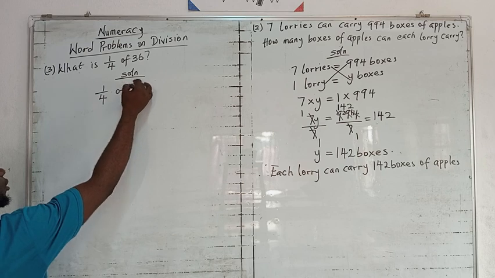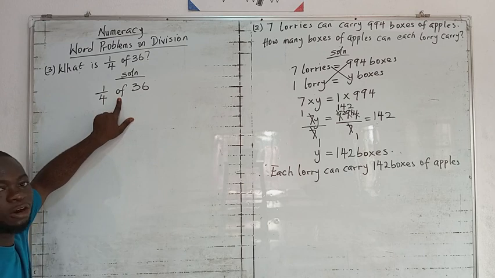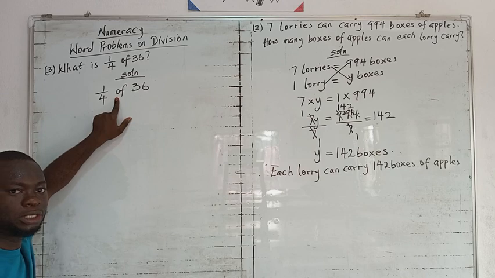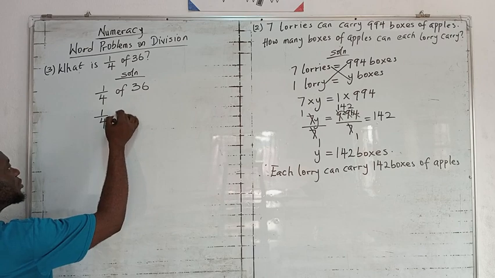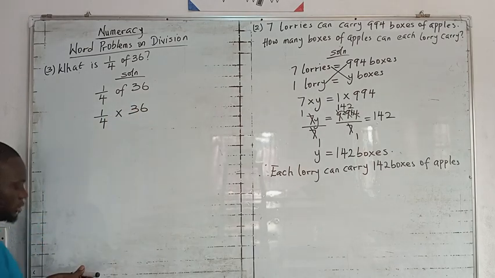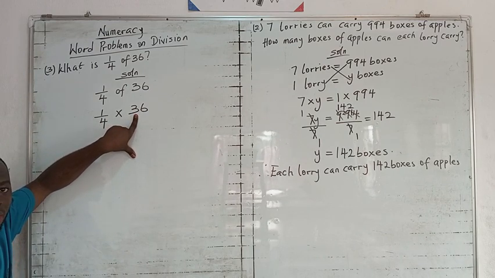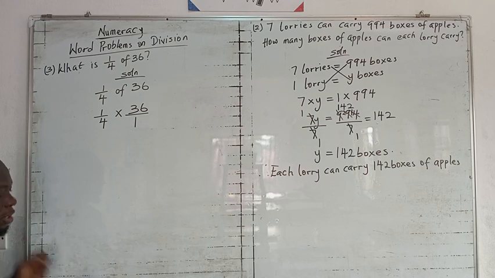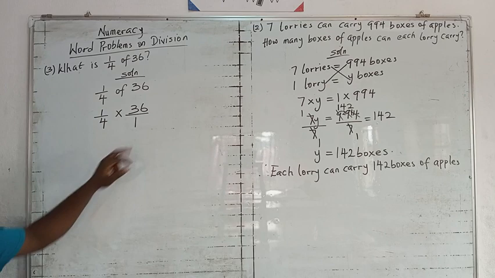1/4 of 36. Now, we will always change this "of" to multiplication. "Of" represents what? Multiplication. So here, 1/4 of becomes times what? 36. And remember that every whole number is a fraction of denominator 1. Every whole number is a fraction of denominator 1. So this becomes 36/1. And in multiplication of fractions, it says numerator times numerator, denominator times denominator.